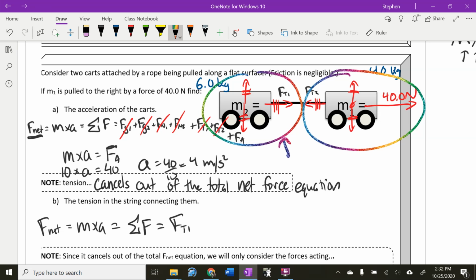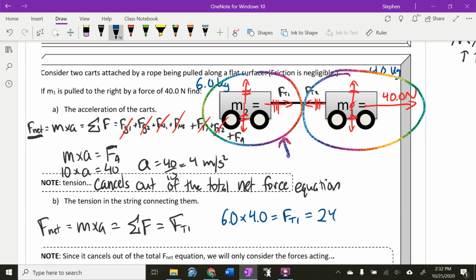Because remember, the only thing that we're looking at is what's inside this box. So this is going to leave us with, I'm just going to change the color now, 6 is our mass. Our acceleration we've already found here is going to be 4 meters per second squared equals Ft1, and there's our answer. So the tension force on this one over here is going to be 24.